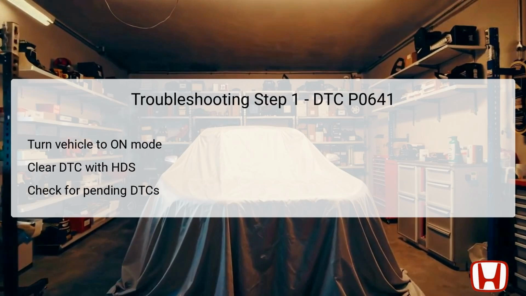The first step in troubleshooting DTC P0641 involves switching the vehicle to the on mode, which powers the electronic systems, allowing for diagnostics to occur. Next, clear the DTC using the Honda Diagnostic System, HDS. This procedure removes previous codes to determine whether the issue is intermittent or persistent. Following this action, you should check for any pending or confirmed DTCs using the HDS again.